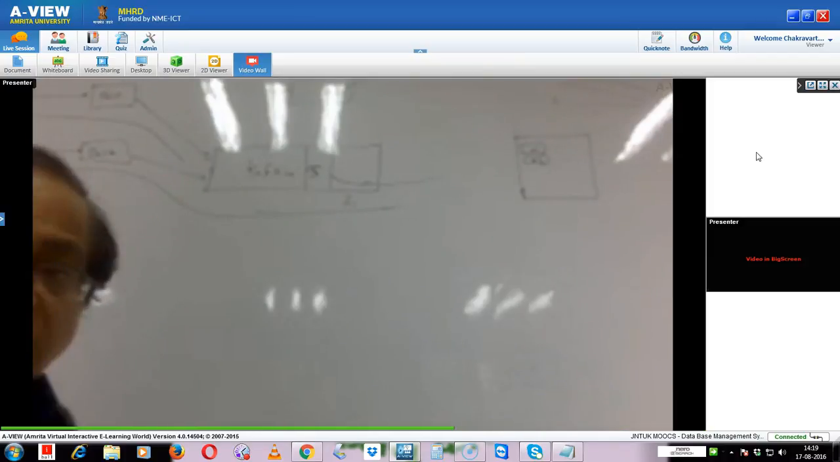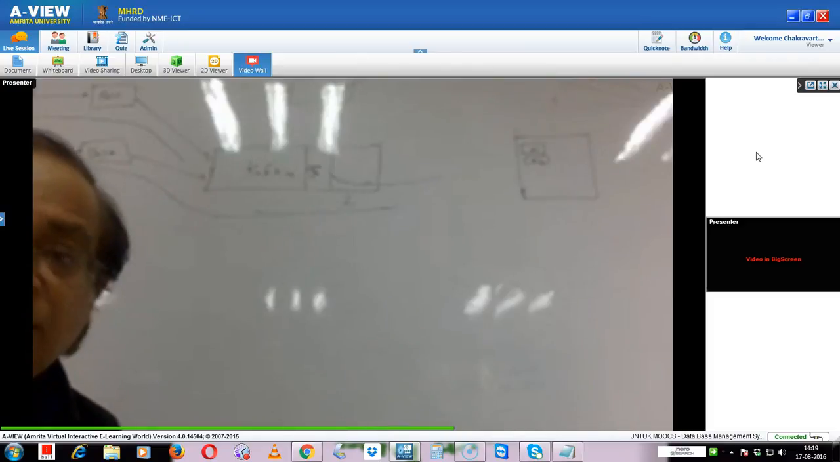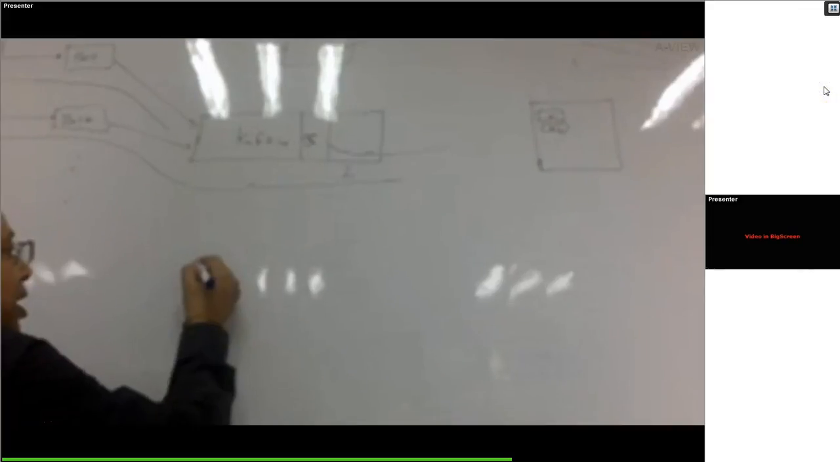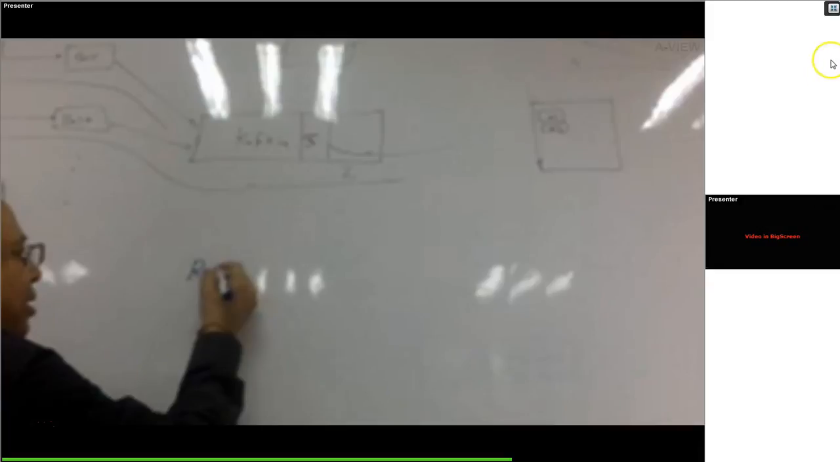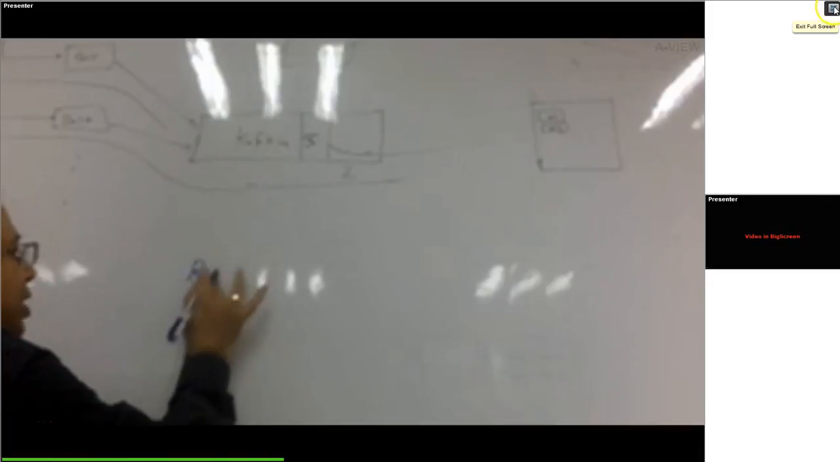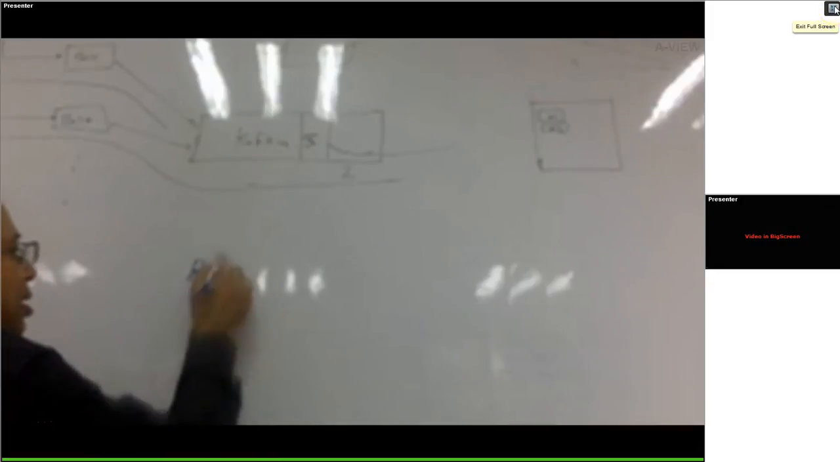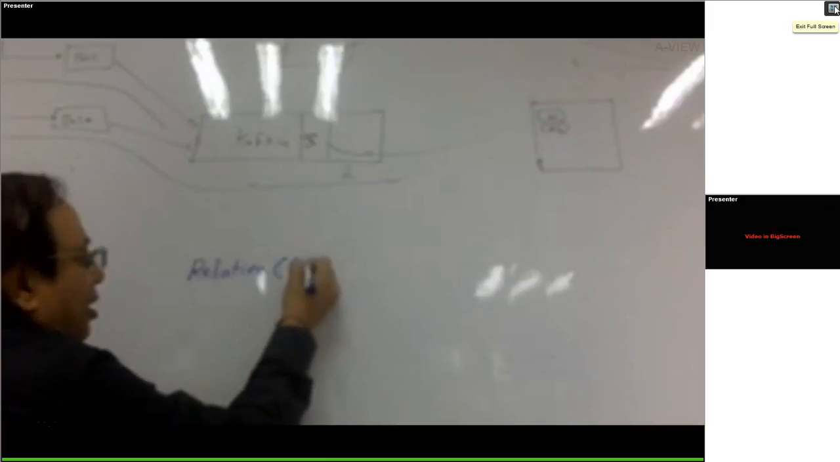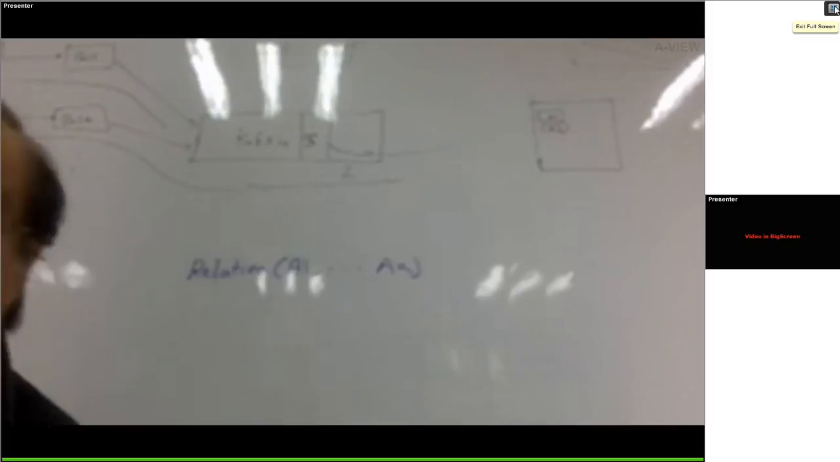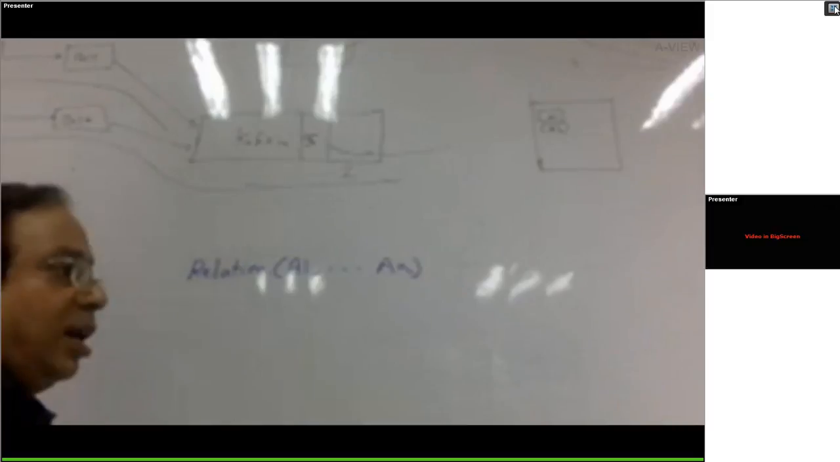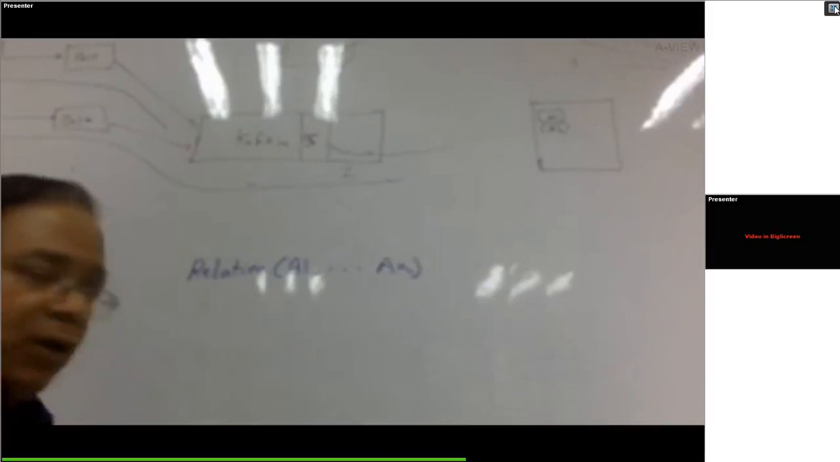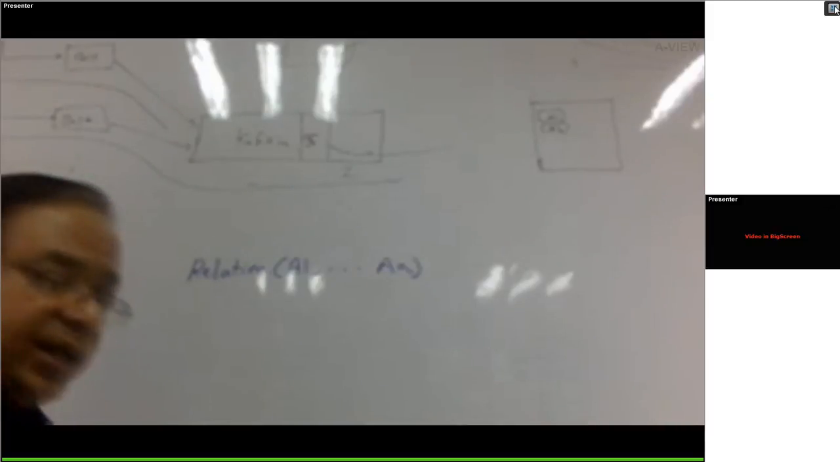So typically, what we are talking about in the relational model, what do we mean by a relational model? A relation is nothing but a name with a set of attributes, A1 to An. This is what we formally call a relation. A relation is basically a name and a set of attributes.